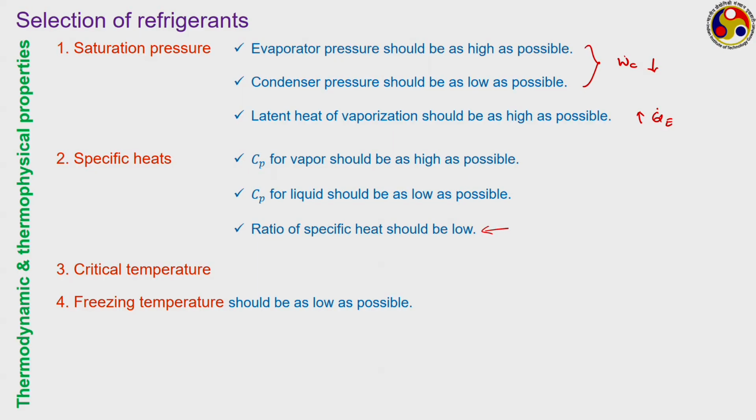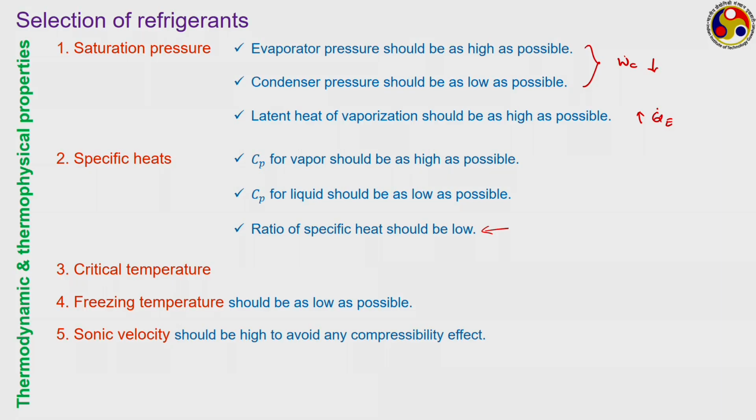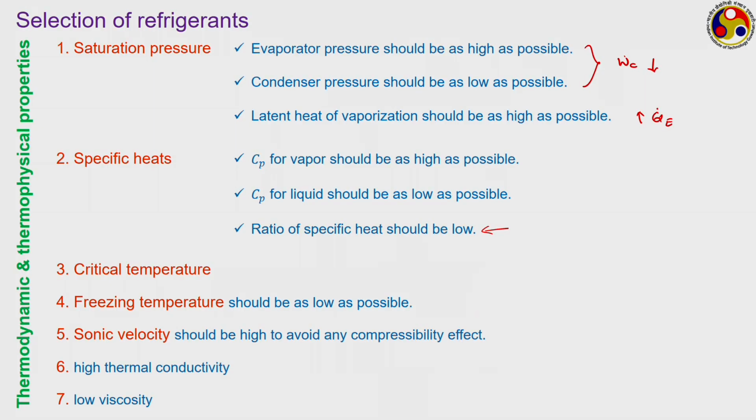Then there are several smaller points, like the freezing temperature should be as low as possible. One big point with water, big disadvantage with water, water has a freezing temperature which is quite close to what we need in the evaporator, and therefore water can't commonly be used as a refrigerant. Then the sonic velocity should be high to avoid any kind of compressibility effect. High thermal conductivity to have higher degree of heat transfer in the heat exchangers, low viscosity to avoid frictional losses or pressure drops in the pipelines, etc.